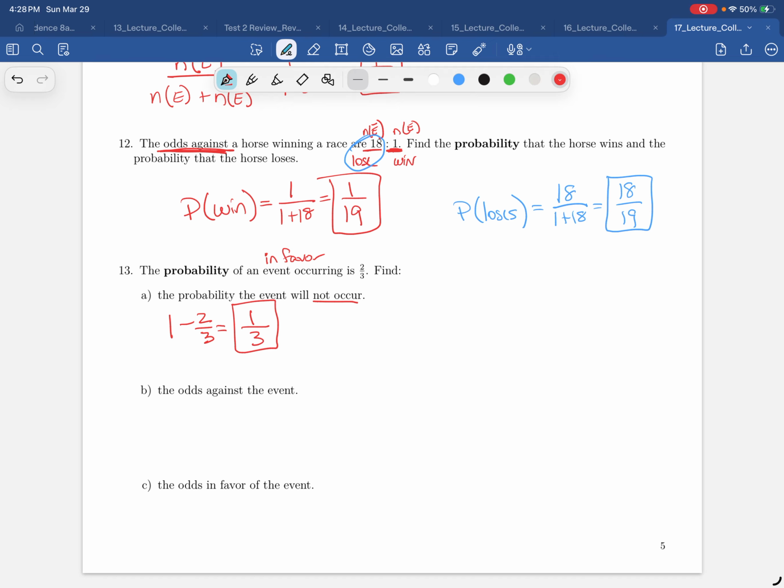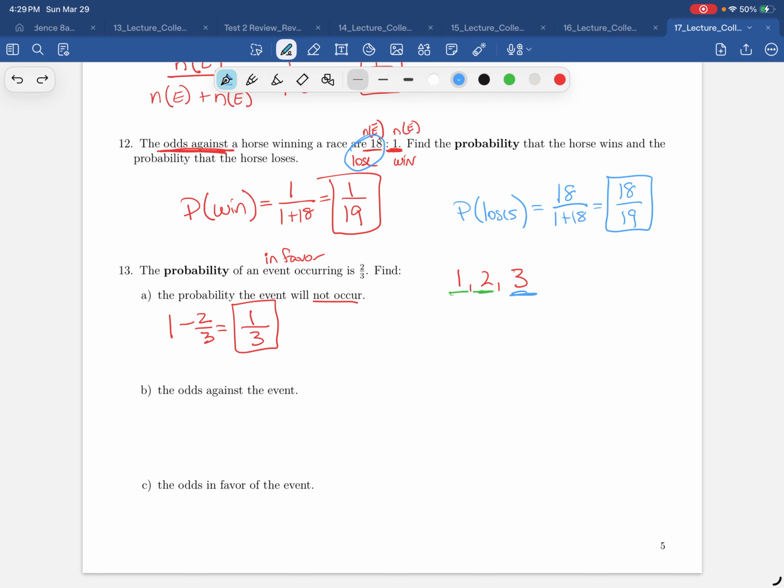Another way to think about it is if I have some basic numbers, 1, 2, and 3, maybe these two are winners, and then this one is not. So the probability of an event occurring might be 2 out of 3, and so we can see the probability of it not occurring is 1 out of 3. That's just something extra.